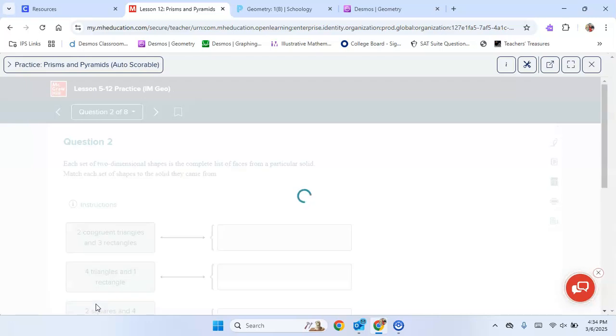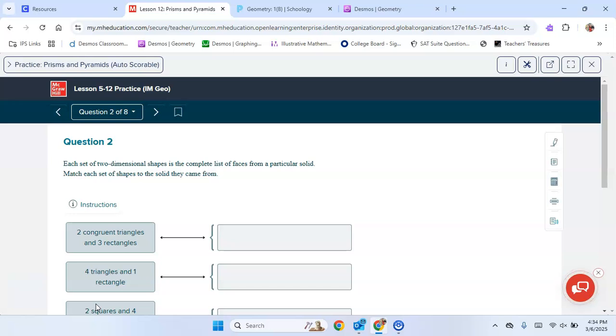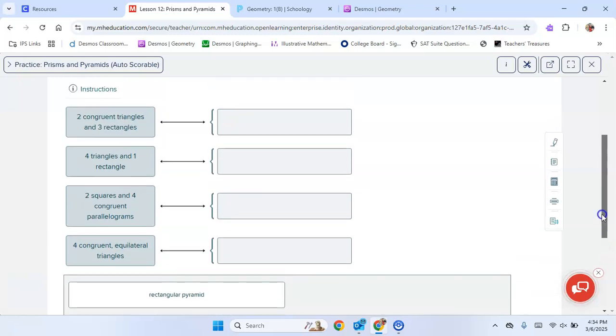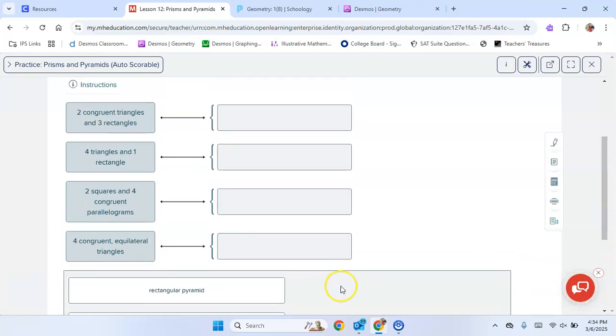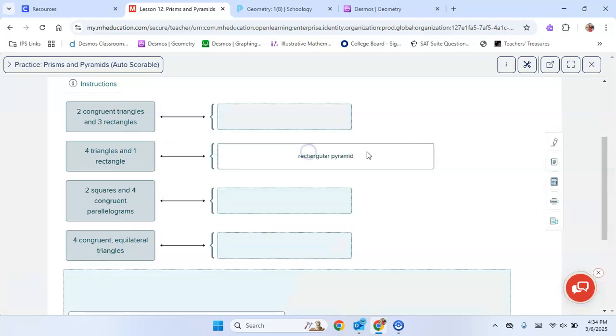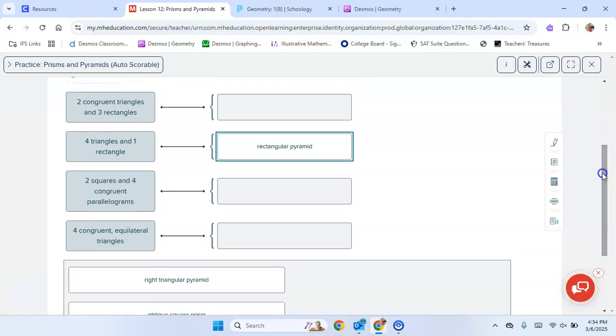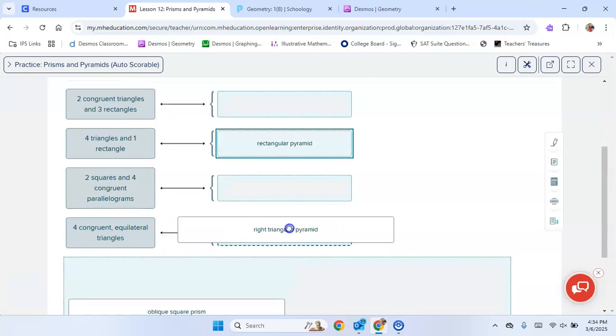Question 2. Each set of two-dimensional shapes is the complete list of faces from a particular solid. Match each set of shapes to the solid they came from. Rectangular pyramid. That would have 4 triangles and a rectangle. Right triangular pyramid. That would have 4 congruent equilateral triangles.